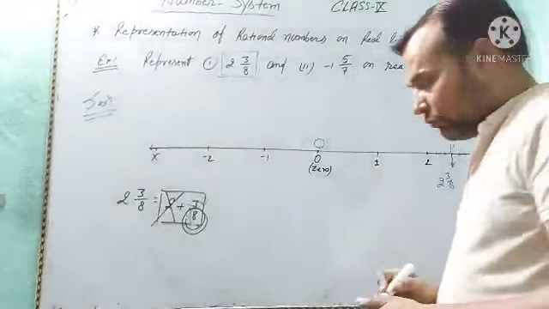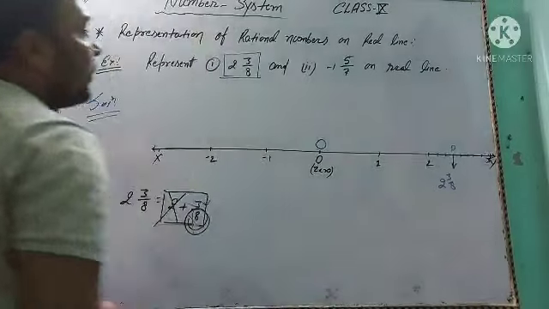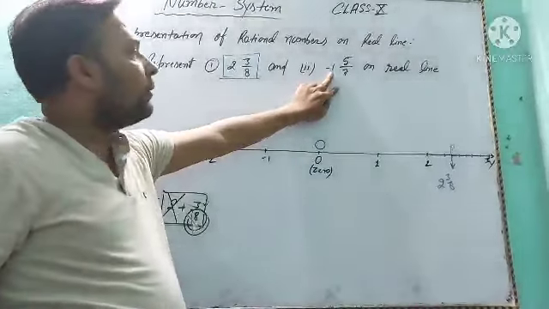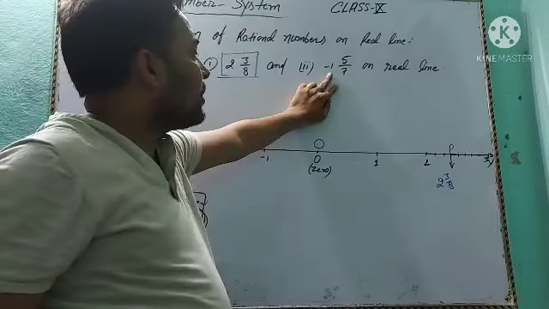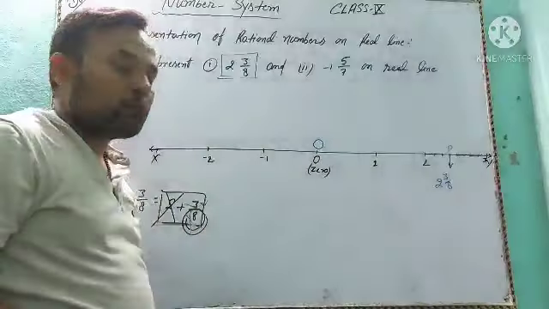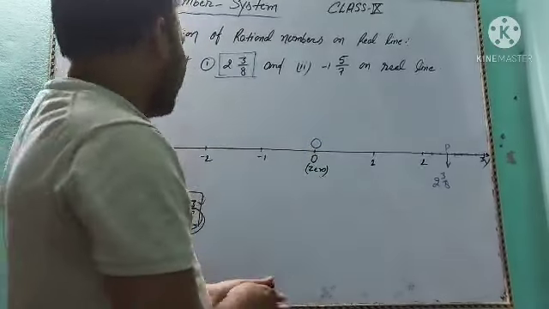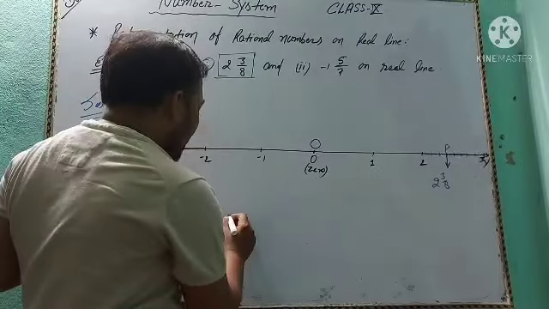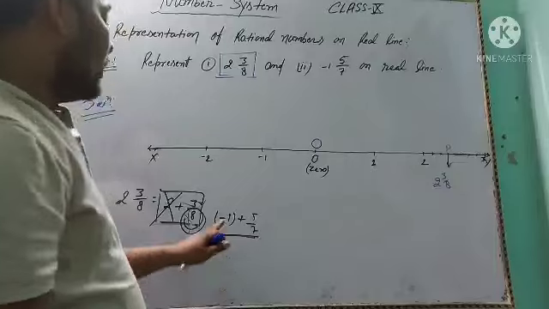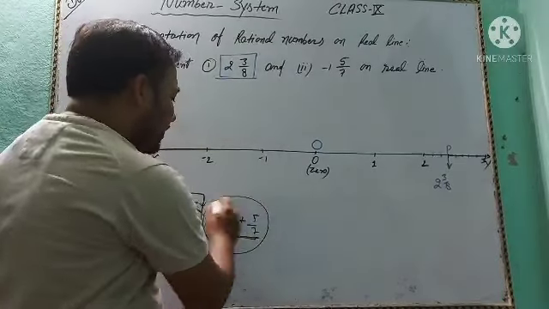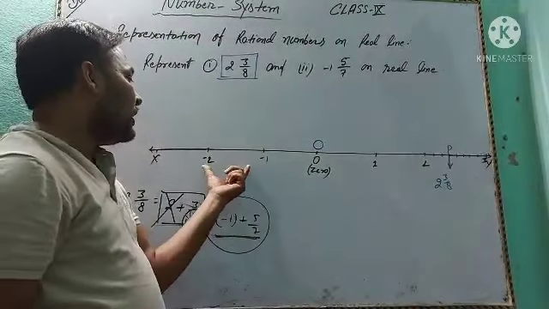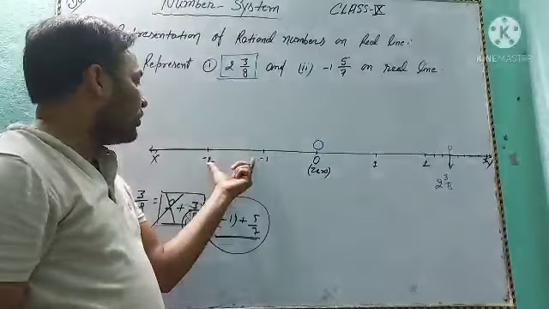Okay, so next is minus 1 upon 5 by 7. This is a negative rational number, a mixed fraction. Negative rational numbers are represented on the left side of 0. Minus 1 upon 5 by 7, that is, we write minus 1 plus 5 by 7. This number lies between minus 1 and minus 2.